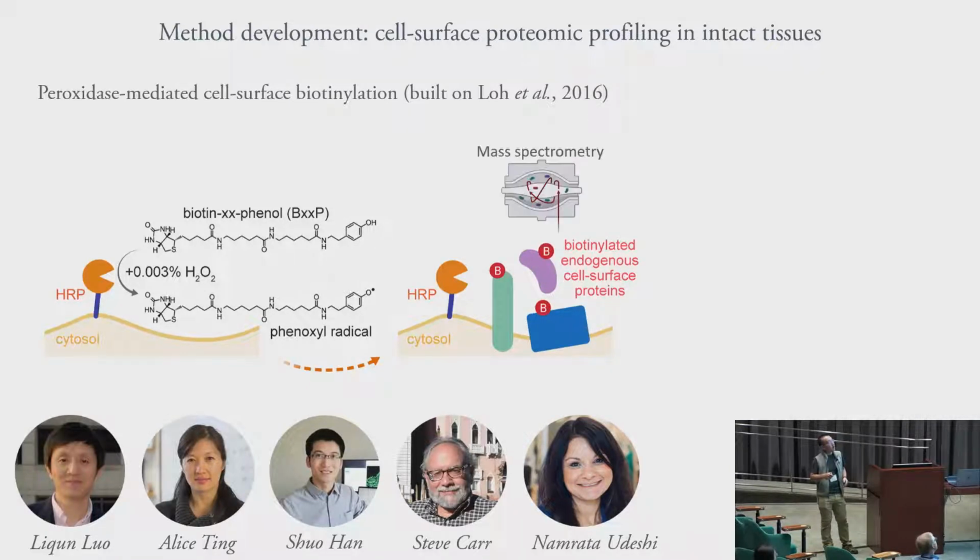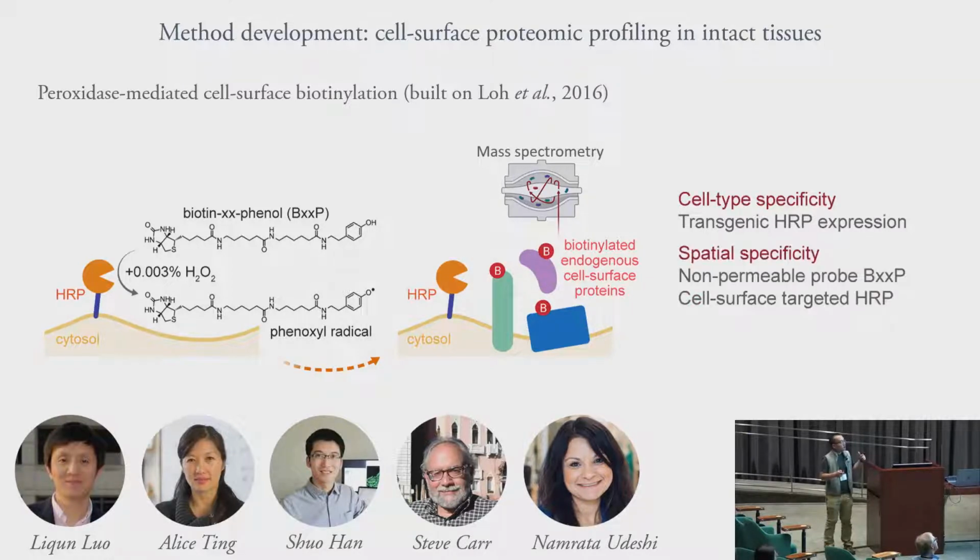Biotinylated proteins can then be captured and analyzed by mass spectrometry. Because we can control where to express HRP, this method enables cell type specificity. By using the membrane-impermeable substrate BxxP and the membrane-targeted enzyme HRP, it enables cell surface specificity. This reaction only takes a few minutes to complete, thus allowing high temporal resolution.